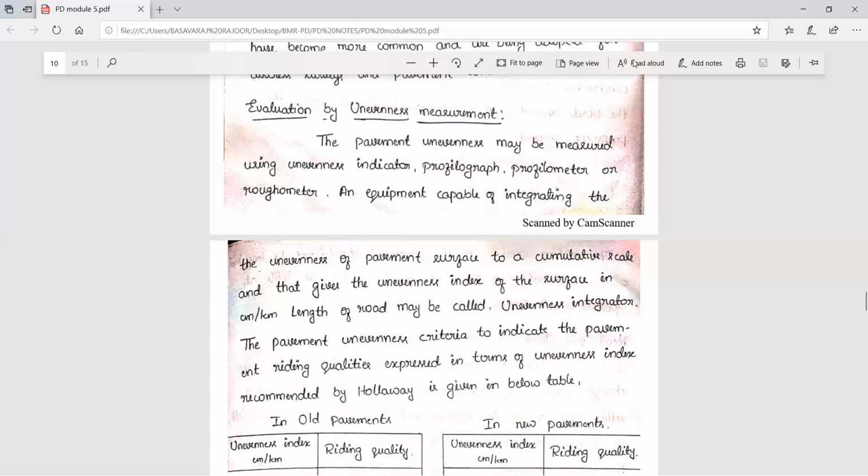Pavement unevenness may be measured using an unevenness indicator, profilograph, profilometer, or roughometer, an equipment capable of integrating the unevenness of the pavement surface to a cumulative scale. It gives the unevenness index of the surface in centimeters per kilometer length of the road, and is called an unevenness integrator. The pavement unevenness criteria indicates the pavement riding qualities in terms of unevenness index, and it is recommended by the highway authority.